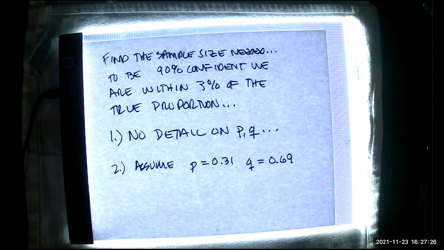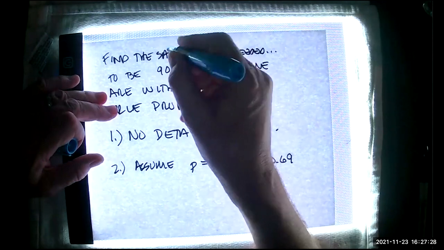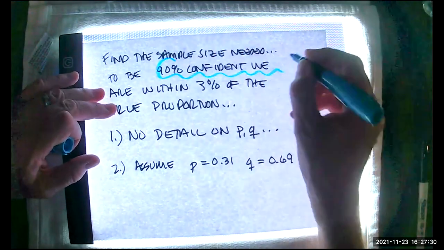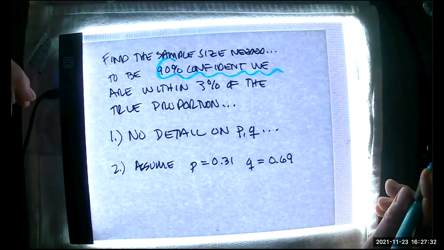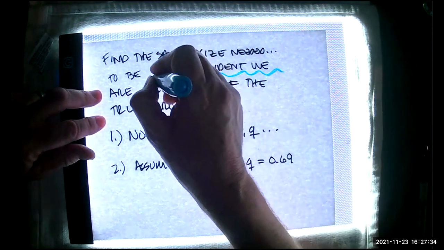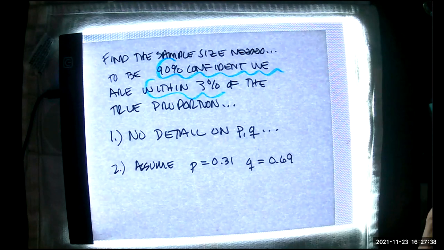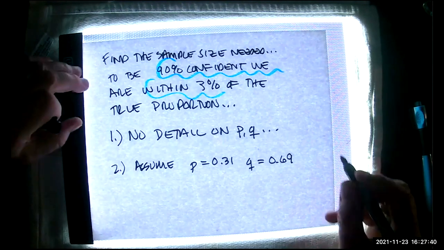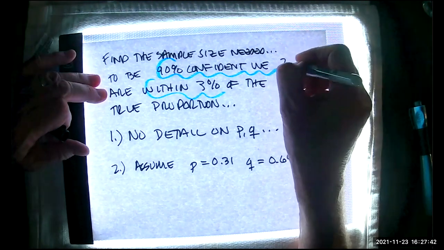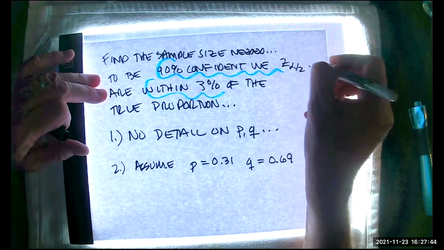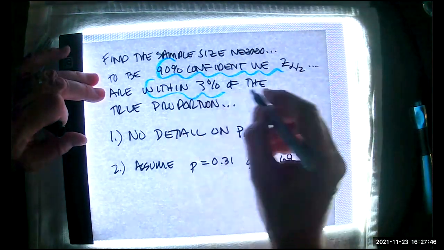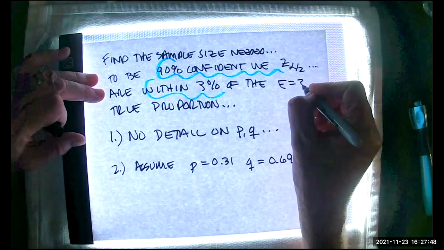So we want to build a 90% confidence level once we're done here. And we want to be within 3% of the true proportion. So that 90% confidence level will get me my Z alpha over 2. The margin of error is 3%.